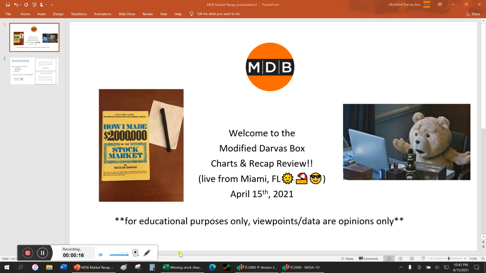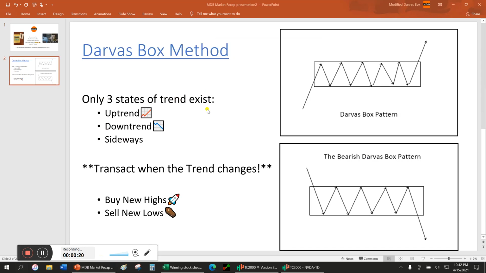A quick breakdown of a stock that just broke out. It tried to two days ago, had an issue yesterday, but resumed today. Roblox, RBLX. Before we get into this, a quick refresher on the Darvas Box method. Three states of trend exist. We want to transact when the trend changes: buying new highs, selling new lows. In this case, it's buying a new high. So let's take a look.